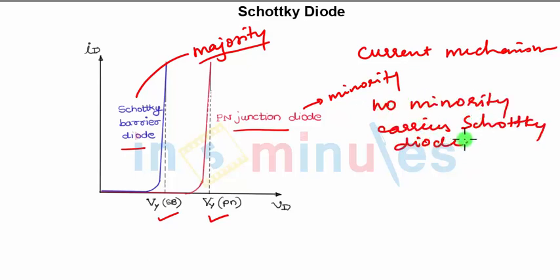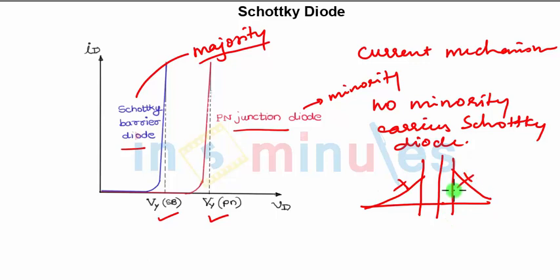Now what does it mean? Since it has no minority carriers, the switching time, as you have seen, the minority carrier concentration was increasing in the PN junction diode. So this concentration is not there in the Schottky diode. So the switching is very fast in the case of the Schottky diode because of the majority carriers. So when you reverse bias, the switching time is very short compared to that of the PN junction diode.